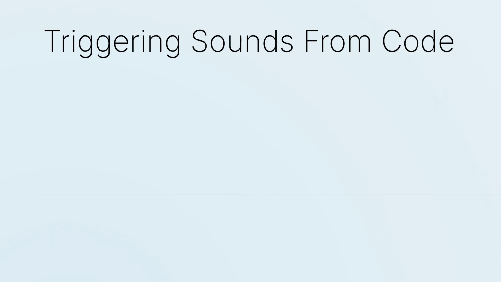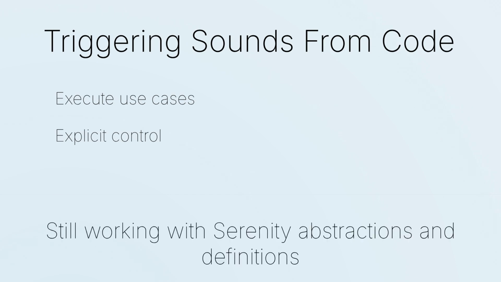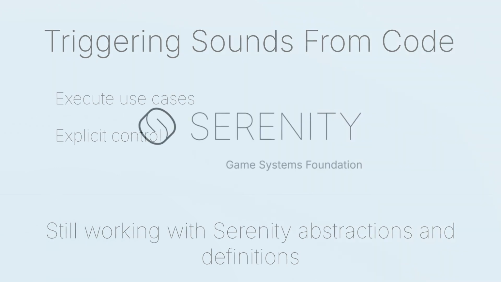Besides automatic UI sounds and event-driven playback, you can also trigger sounds directly through the Audio Player use cases. This is useful when you already have access to the application layer and want more explicit control over when a sound is played. In this case, the gameplay code talks directly to the audio player use case instead of dispatching an event. The important part is that we'll still work with Serenity abstractions and audio definitions, not raw audio sources.